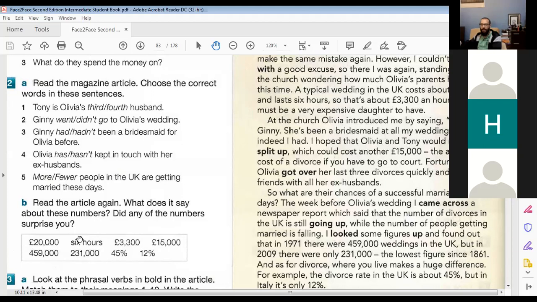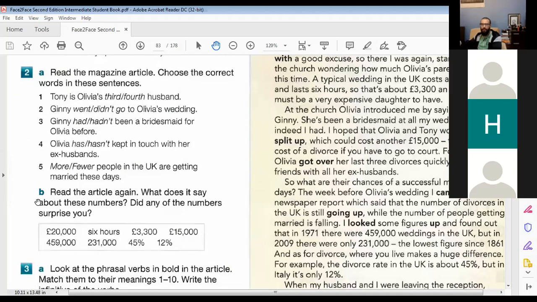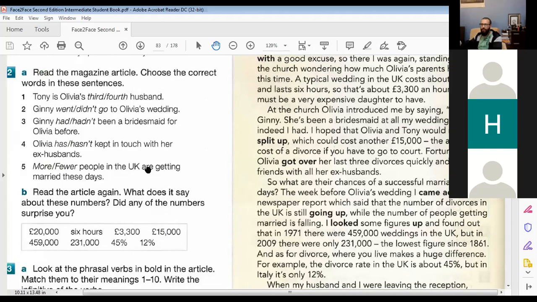Now, what about the number part of the question, part B? We want to see what each number refers to. So when we say 20,000 pounds, what does it refer to? The cost of the wedding. Yes. And how long does it last? 6 hours. How much is 20,000 pounds in Libyan dinars now? By 6. 120,000 dinars in 6 hours.